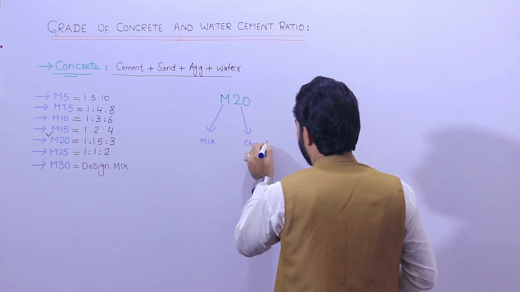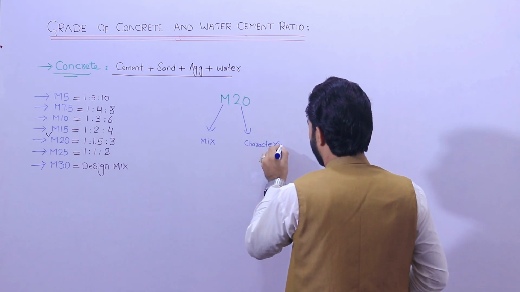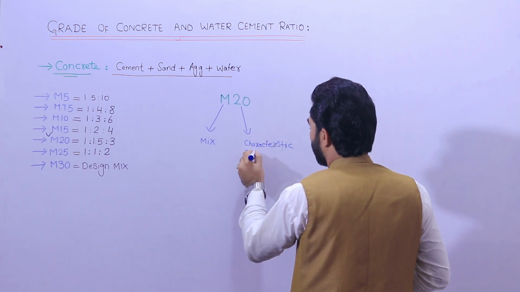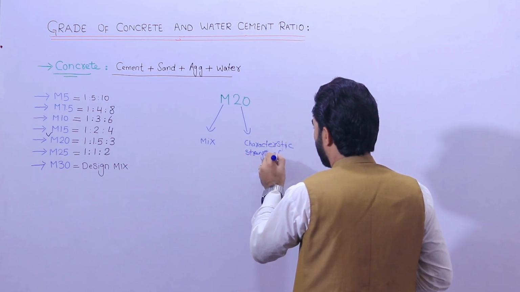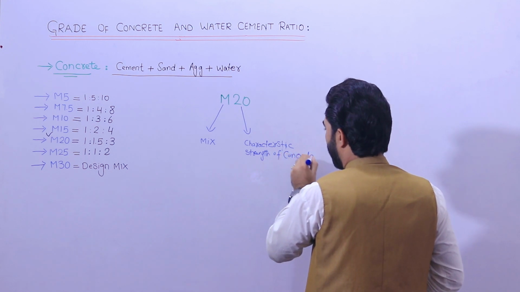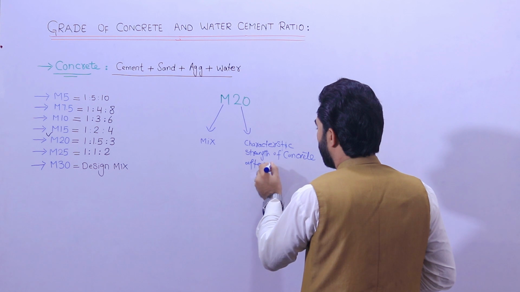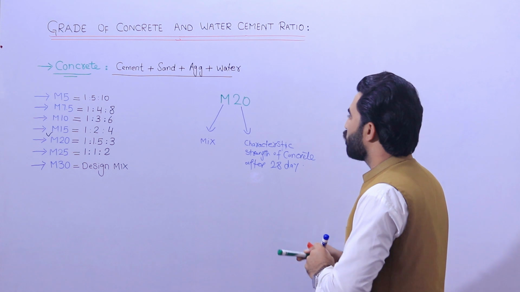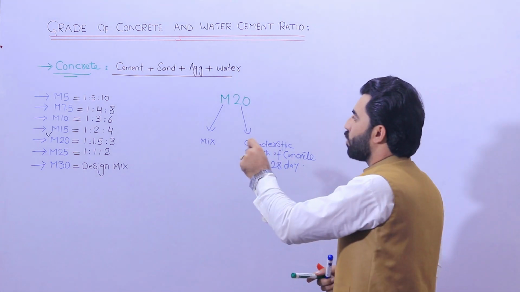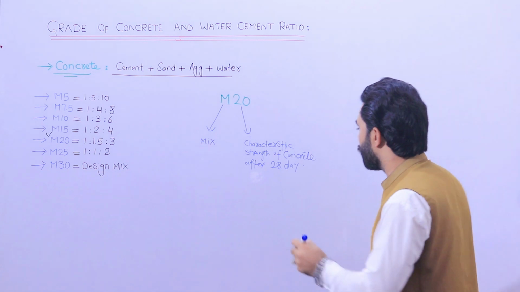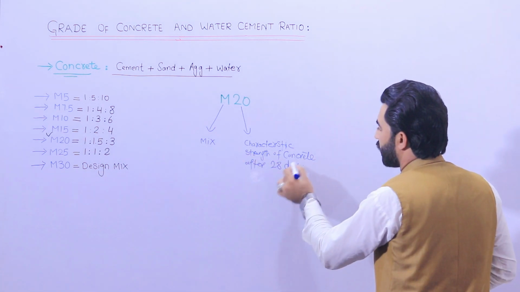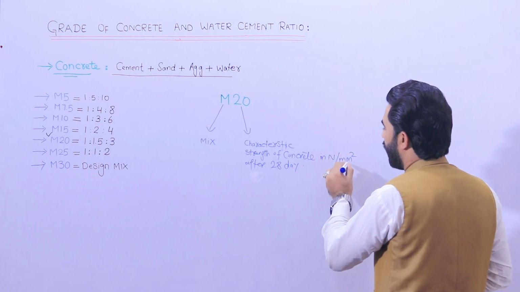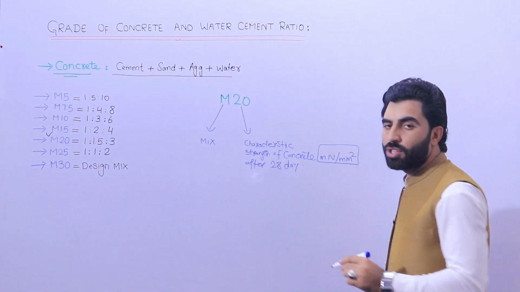Characteristic strength of concrete after 28 days. So this is the strength of concrete. It means M20 means the strength of concrete after 28 days is 20 Newton per mm square. So the strength of concrete is in Newton per mm square after 28 days.